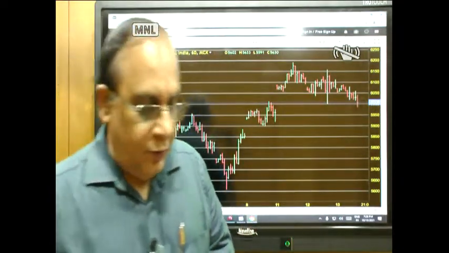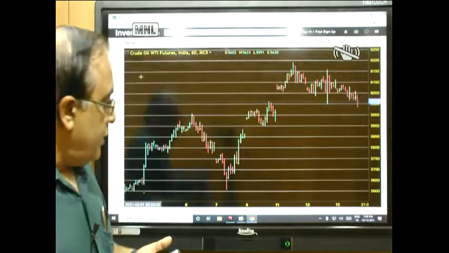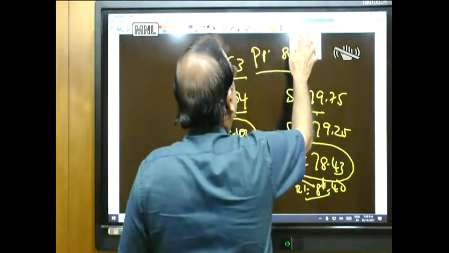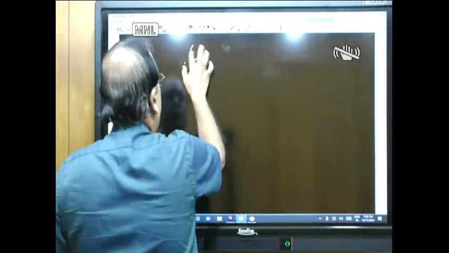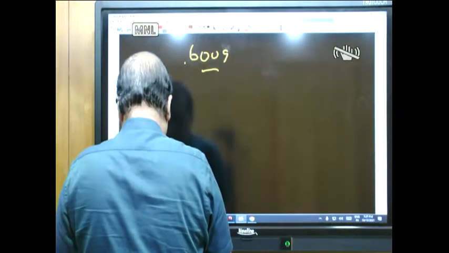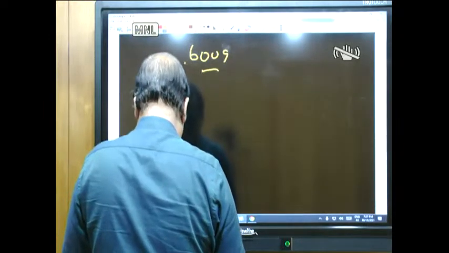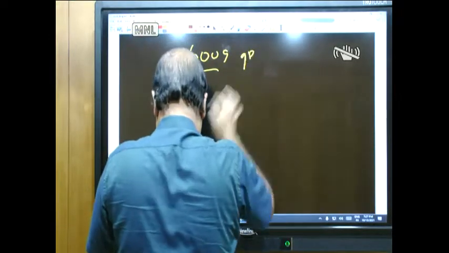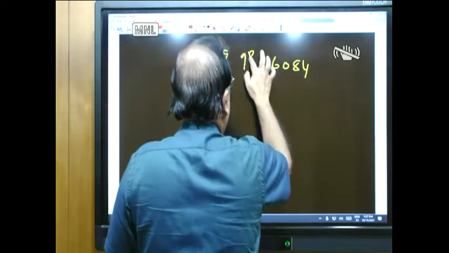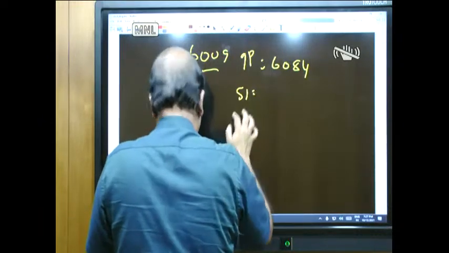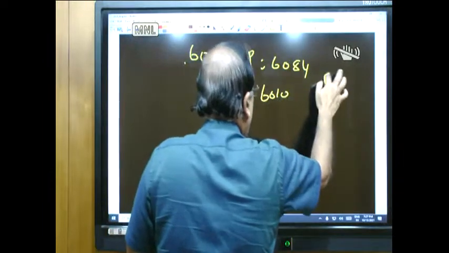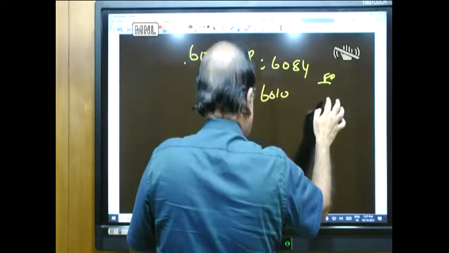So we have the 6009, right? So now the price is at 6009. And we look at the, okay, PPE is 6084. Okay, S1 is 6010, and Fibonacci S1 is 6024.